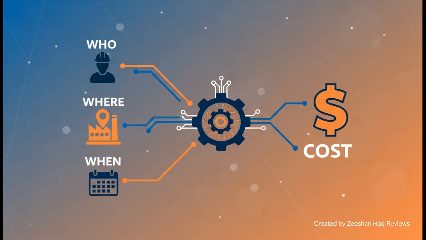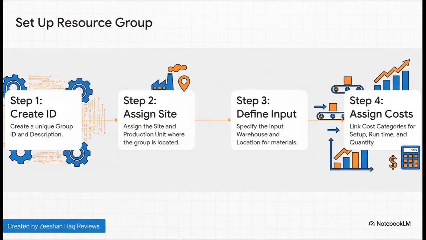We have to tell the system who does the work, where they do it, and when they're available to do it. This is how we connect time and resources directly to cost. So we start by grouping similar resources together, like maybe all of your CNC machines into a single resource group. Now, the key step here, the really important part, is linking this group to the cost categories we just set up. By doing that, you're telling the system exactly how much it costs for that machine to be set up or to run for an hour. This is how a machine's physical activity gets a real dollar value attached to it.